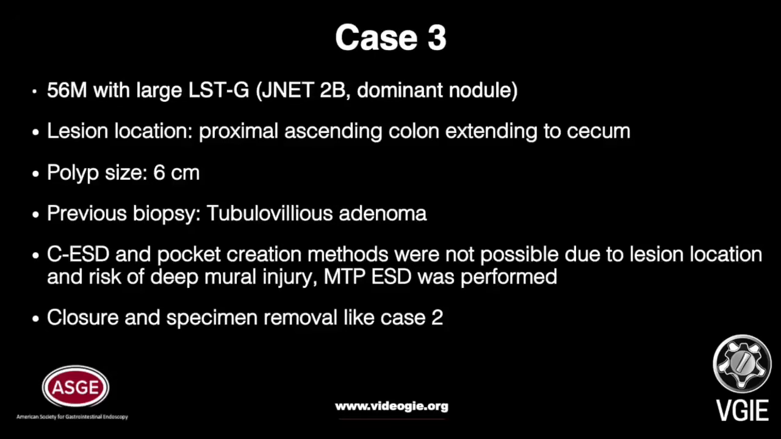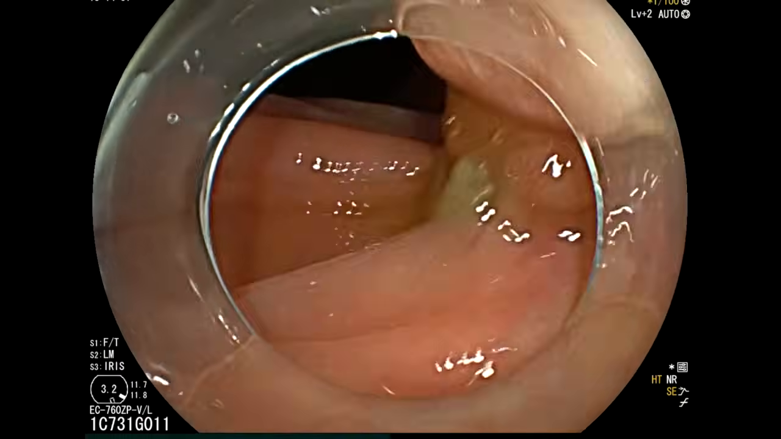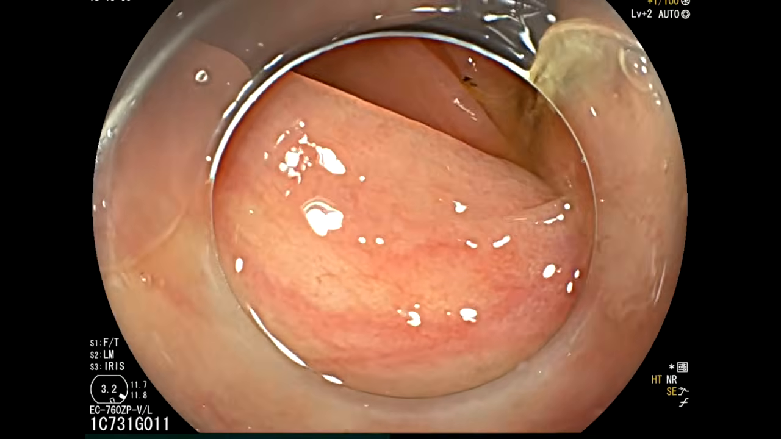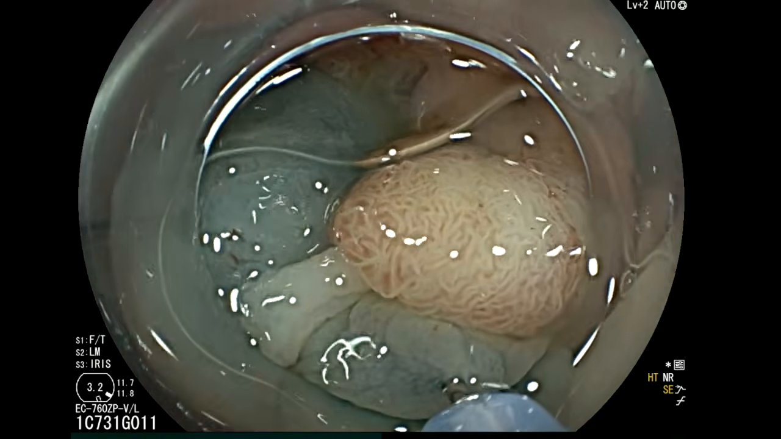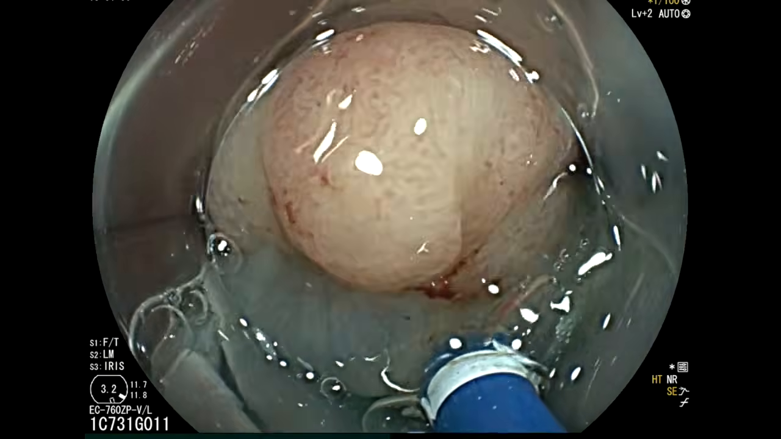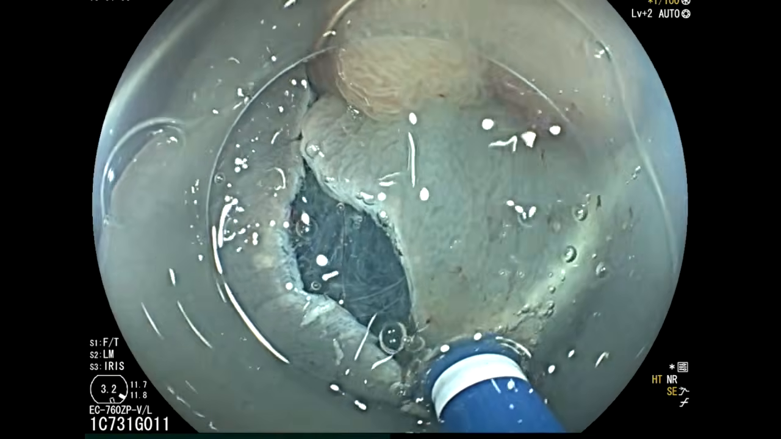Third case is a 56-year-old male with a large LST granular JNET 2B with dominant nodule located in proximal ascending colon extending to the cecum and measuring 6 cm. There is a previous biopsy of tubulovillous adenoma, and both conventional and bucket were not feasible, therefore MTP technique was performed. Closure and specimen removal were similar to case number 2. The lesion was accessible, however, limited access on the retroflexion view. We then proceeded by submucosal lifting, followed by complete circumferential incision.